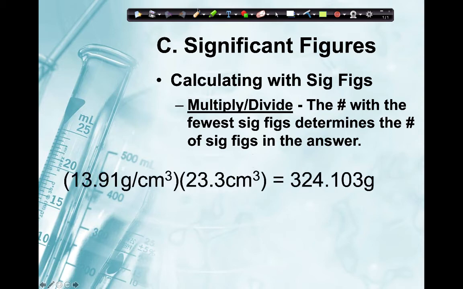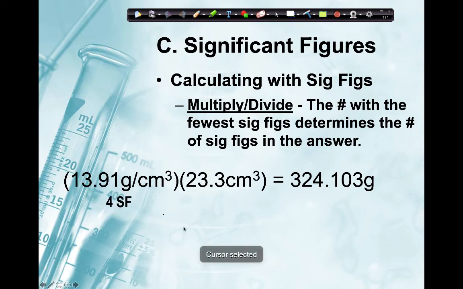Okay, so let's look at this. This is a calculation you would do. This is the answer the calculator would spit out. How many significant figures are here? I have 1, 2, 3, 4. No leading zeros, no trailing zeros. So that's 4.